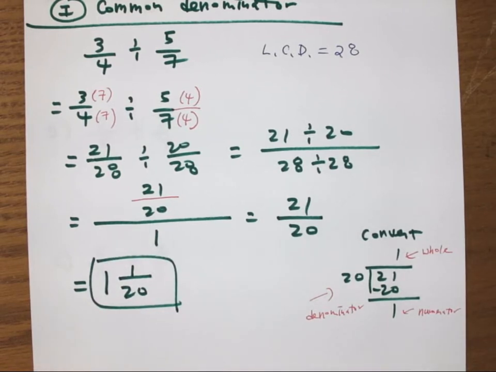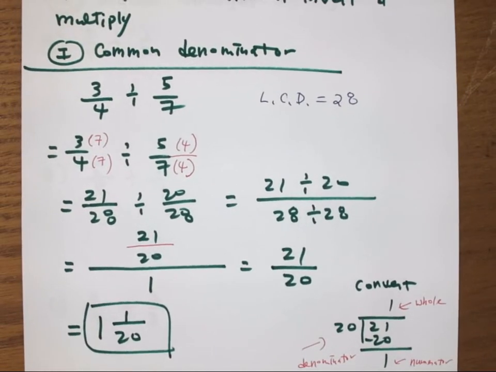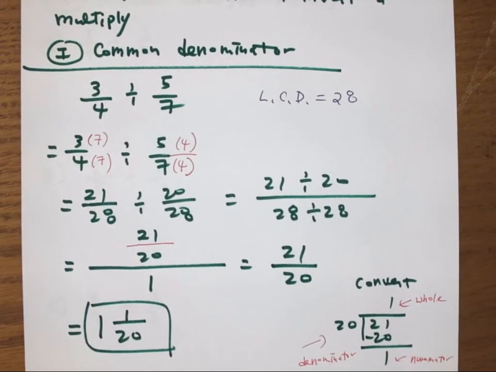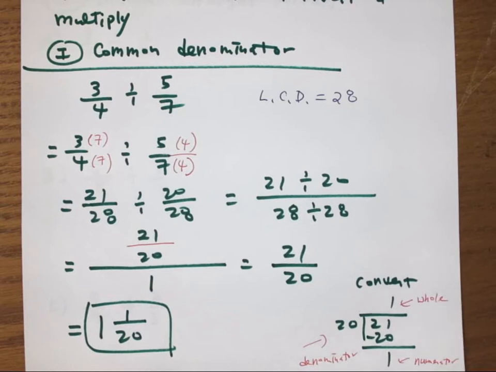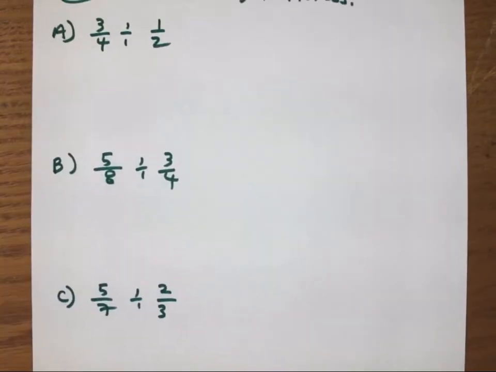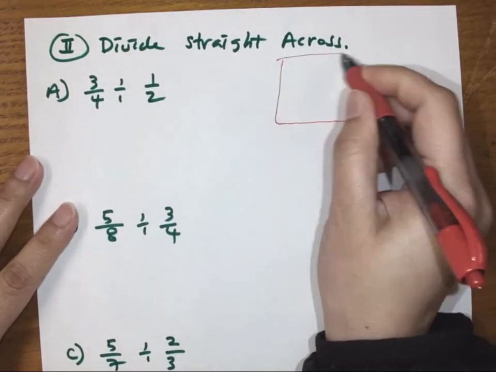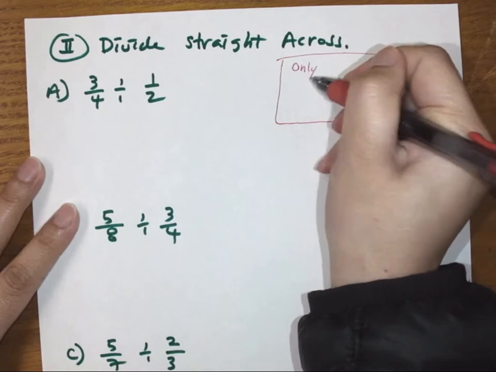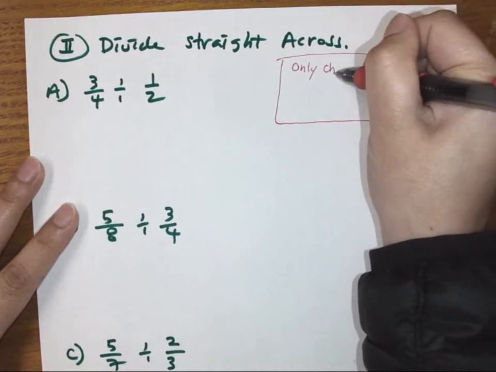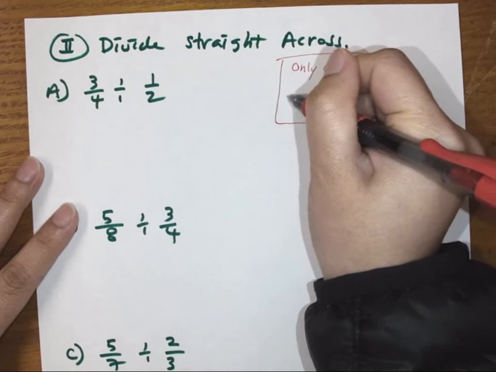So that's one way to do it, and if you need to pause the video to write that down, please do so. The second way I'm going to show you is called divide straight across. Again, if you need to stop the video so you can write that down, feel free to do it. For divide straight across, you need to remember we are only changing the first number.